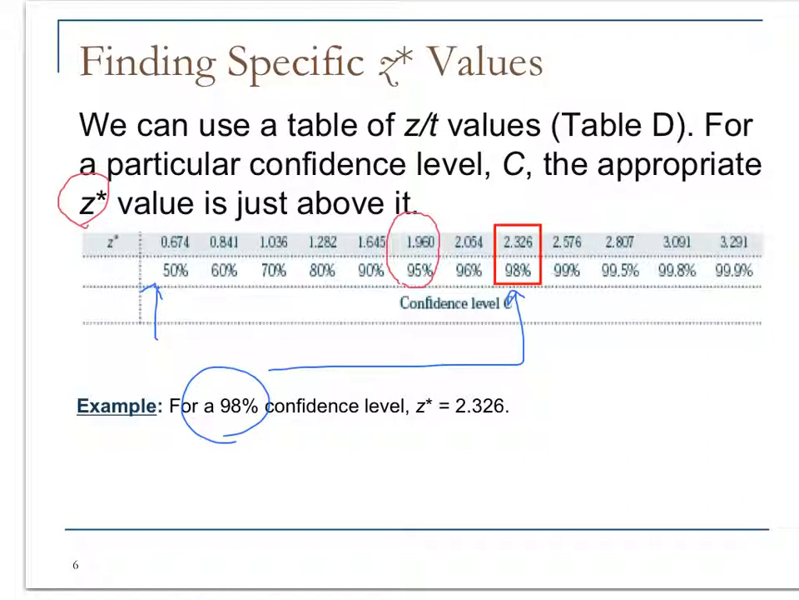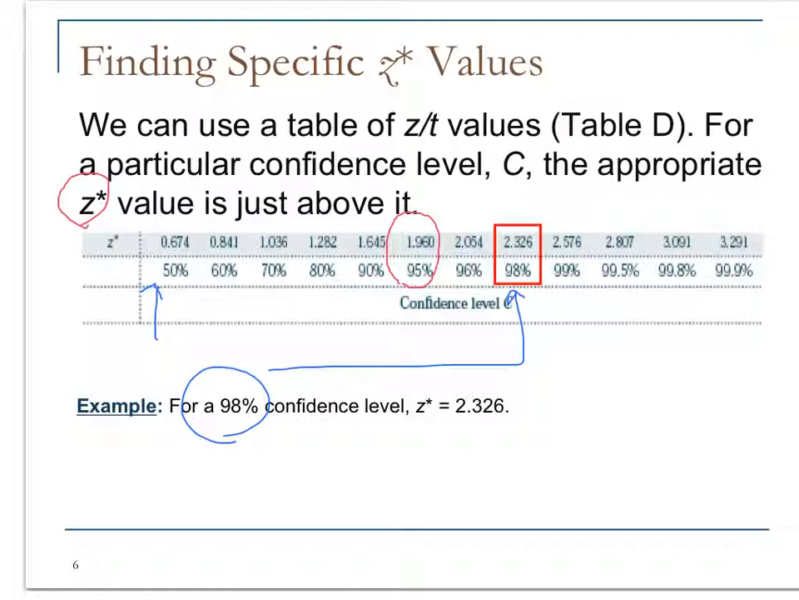Now, when you look at the z stars across from left to right, what do you notice? As your level of confidence increases, what do you notice about the critical value here? You see that the critical value, the z star, is increasing. It's getting bigger as your confidence level gets stronger. You're going from saying I'm 95% confident to now saying I'm 99.8 confident or 99.9 confident. And look what happens to your z star. It gets larger.